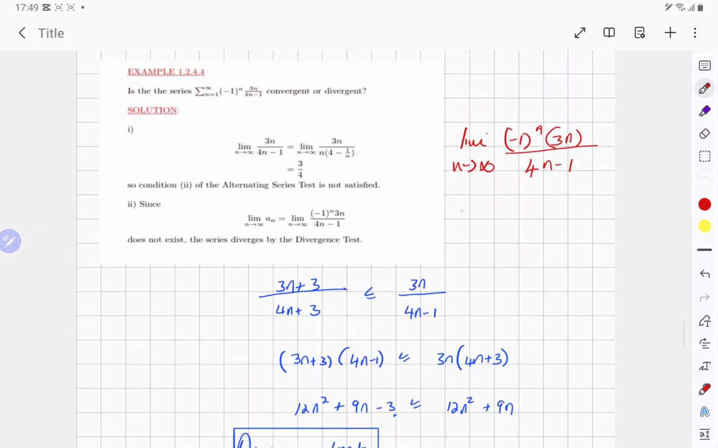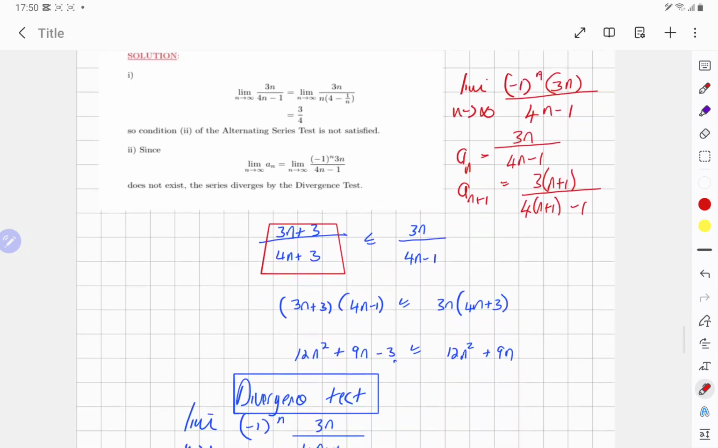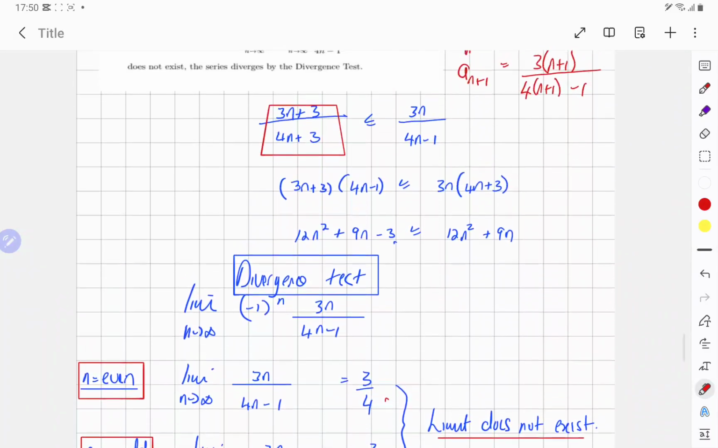So let's just check. If an is 3n over 4n minus 1, then an plus 1, you replace n with n plus 1, hence you get 3n plus 3 divided by 4n plus 3, and you want to check if an plus 1 is less than or equal to an. Now, we haven't had one like this before.